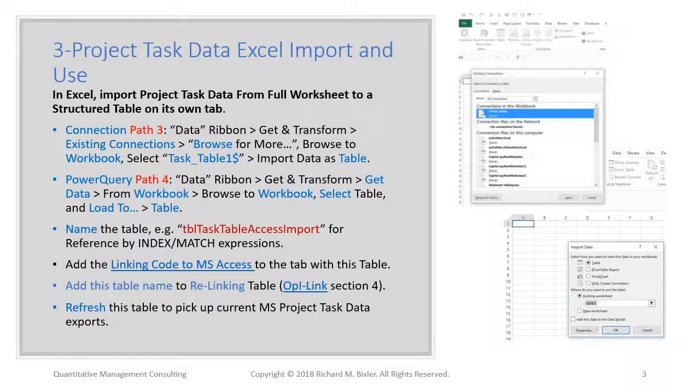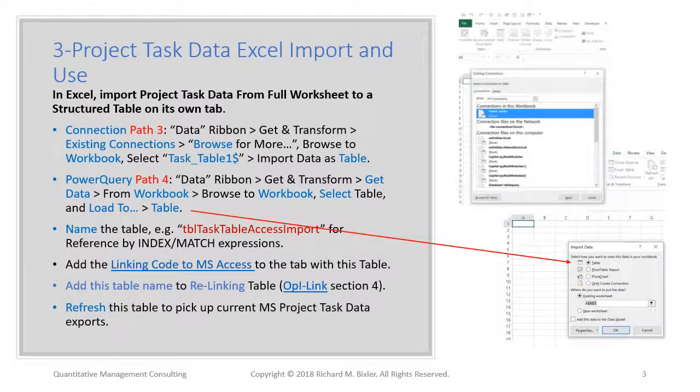That XLS file is imported to Excel using path 3 via Excel data connection or path 4 via Power Query. These were described in the course on PowerOpI structure on this channel. To use the data connection path 3, use Excel ribbon Data, section Get and Transform, Existing Connections, Browse for More, and browse to project filename.xls, select task_table $1, spelled as you see on the slide. Import the data as a table when prompted.